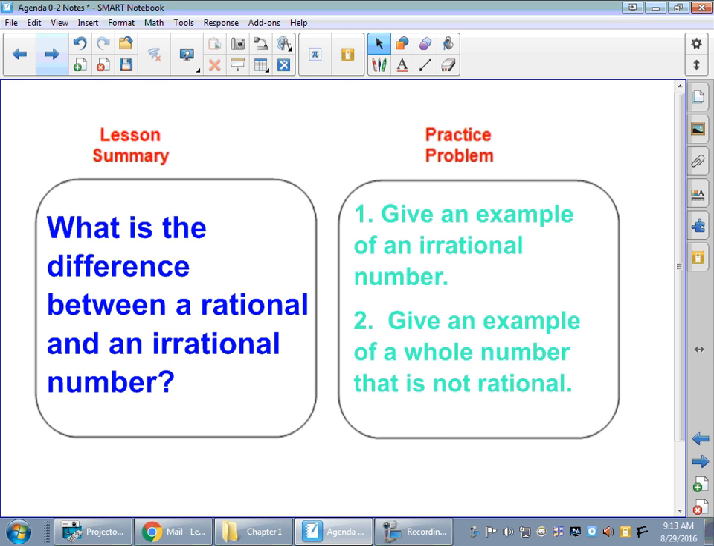Hint: there may not be an answer for one of these two questions. So make sure you note that. Don't just leave it blank, because if you leave it blank, I think that you didn't do it.